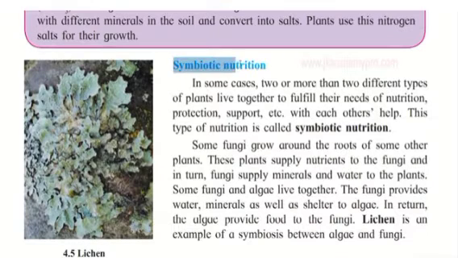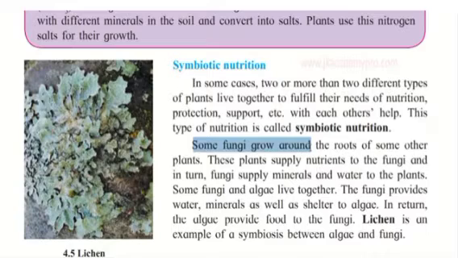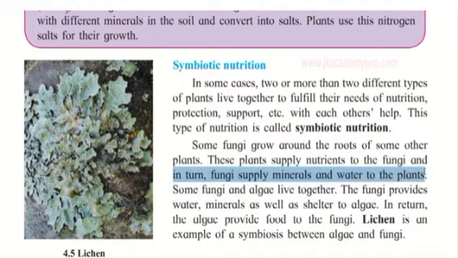Now, let's understand symbiotic nutrition. In some cases, two or more different types of plants live together to fulfill their needs of nutrition, protection, and support, etc., with each other's help. This type of nutrition is called symbiotic nutrition. That is, they help each other. Now, let's see how. Some fungi grow around the roots of some other plants, and these plants supply nutrients to the fungi, and in turn the fungi supply minerals and water to the plants.